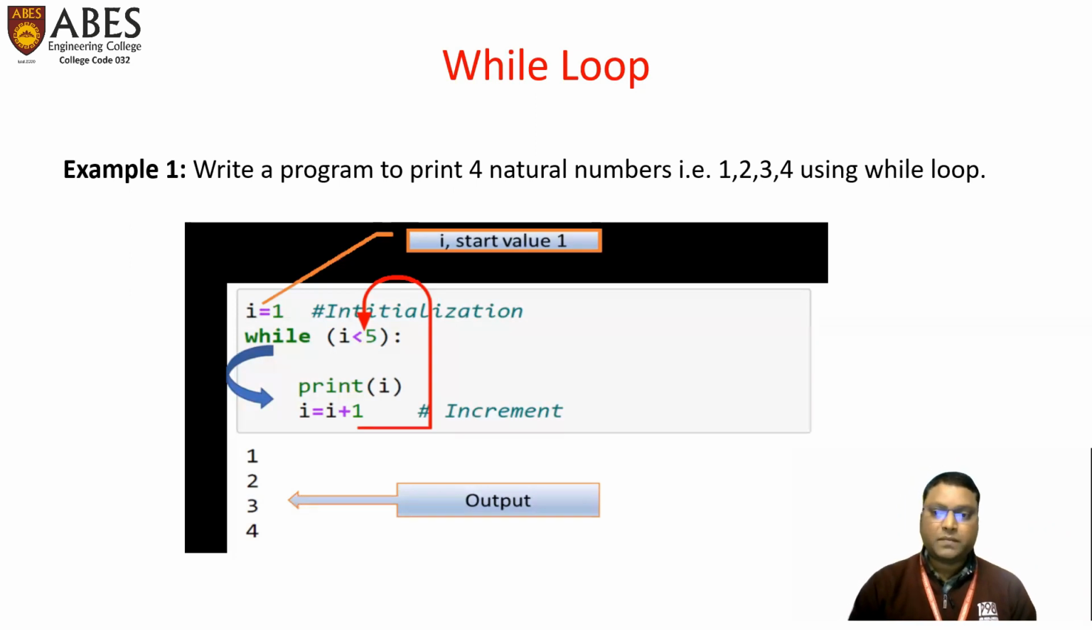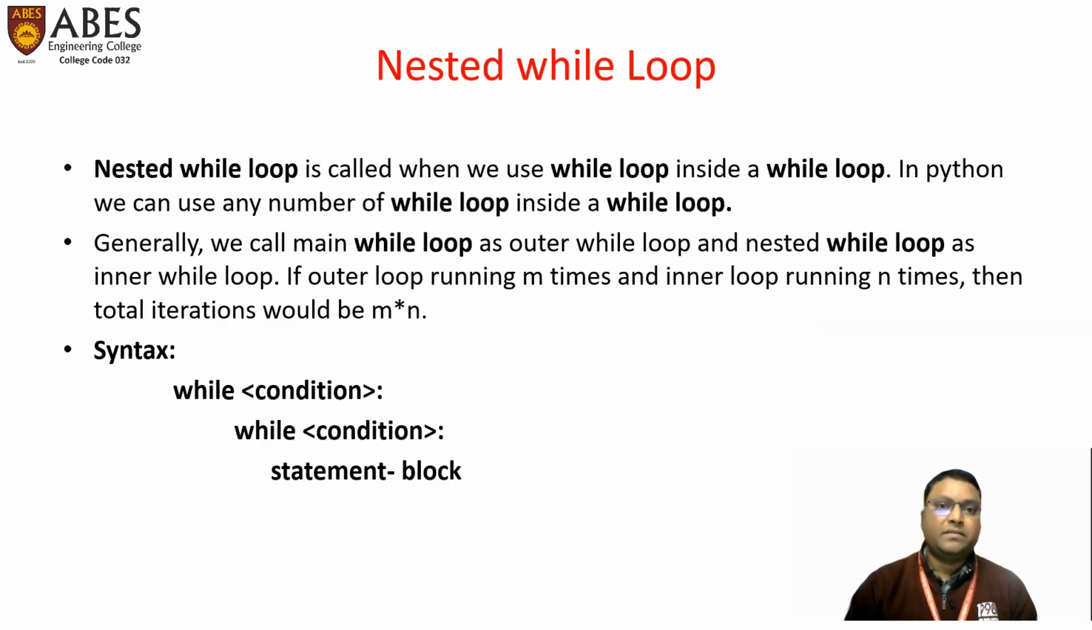Okay. And the second is nested while loop. Nested while loop is called when we use a while loop inside a while loop. Suppose the given condition is true and we want to evaluate another condition, then we can use nested while loop. Generally, we call the main while loop the outer loop and the nested while loop the inner loop. If the outer loop runs m times and the inner loop runs n times, then total iterations would become m cross n.